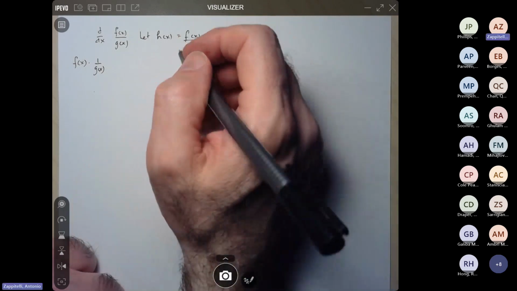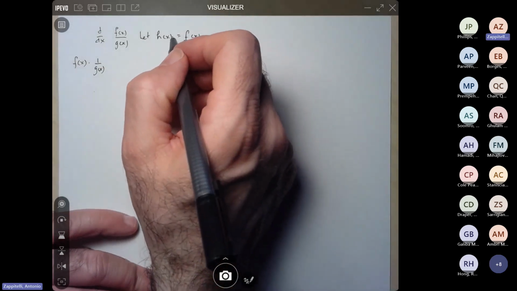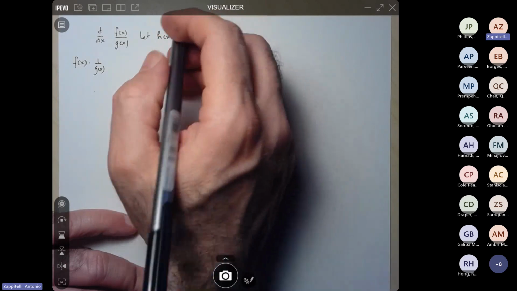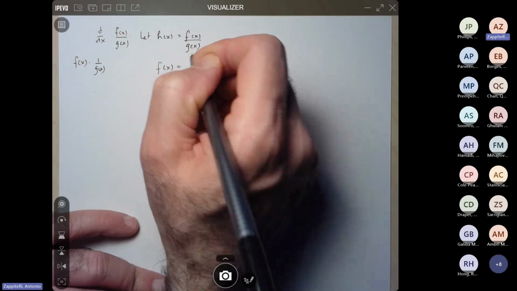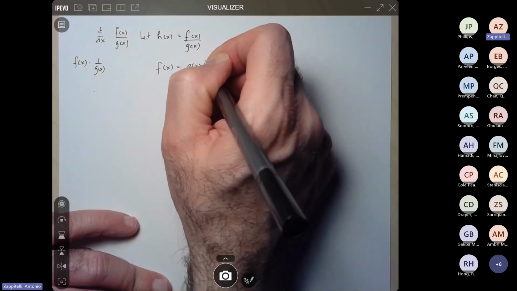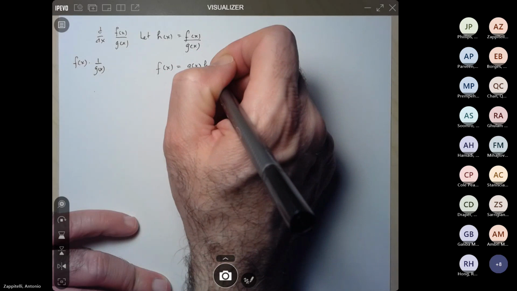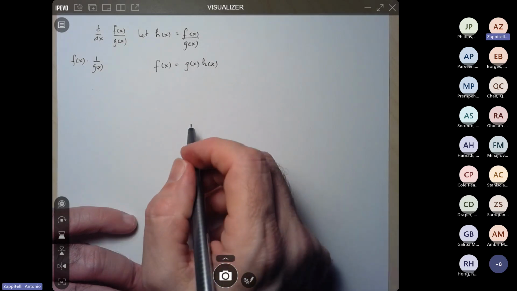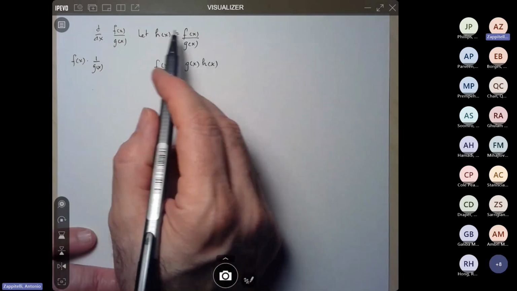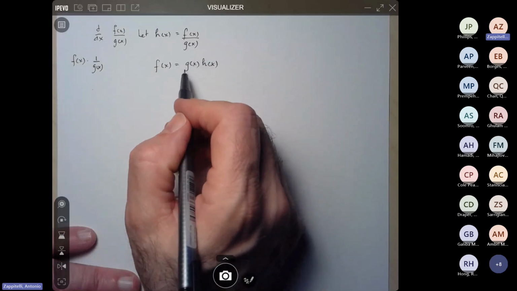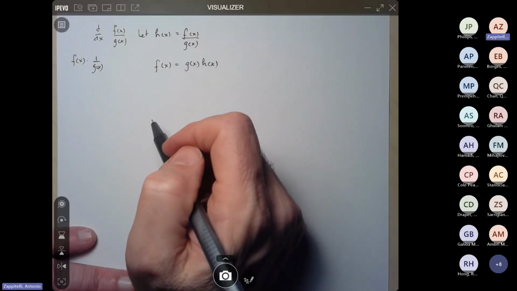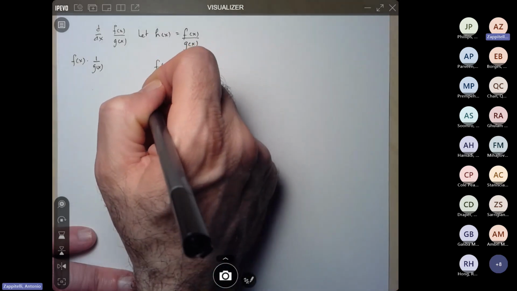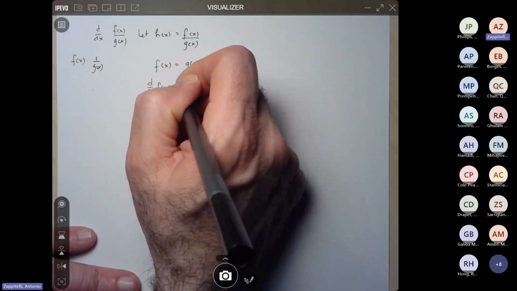So what we're going to do instead is multiply g of x to the other side of the equation, and we're going to rewrite this equation as f of x equals g of x times h of x. It's a perfectly legal thing to do. I just multiply both sides by g of x. But now look what we have on the right-hand side. We have the product of two functions. So now I'm going to take the derivative of both sides of this equation.